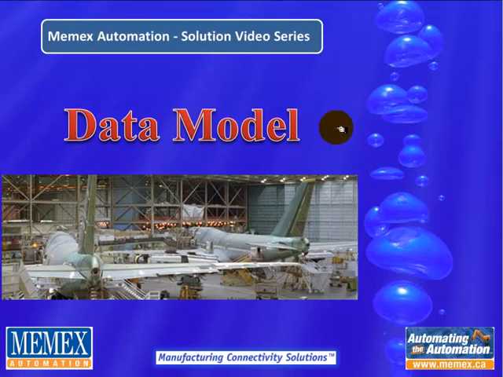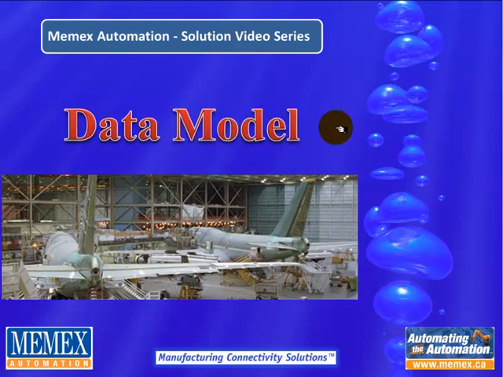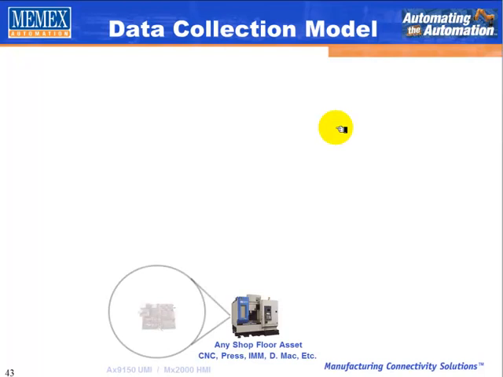We now address in our solution video series the data model and architecture underlying how we collect data from the actual machines on the shop floor. If we look at the detail of the data collection model in itself, we start with the machine, and we can start with the Universal Machine Interface, the AX9150, connected directly to the actual machine in itself.